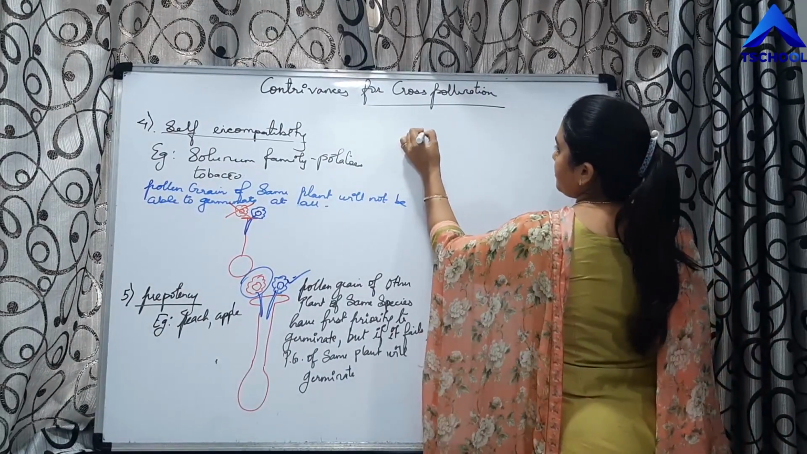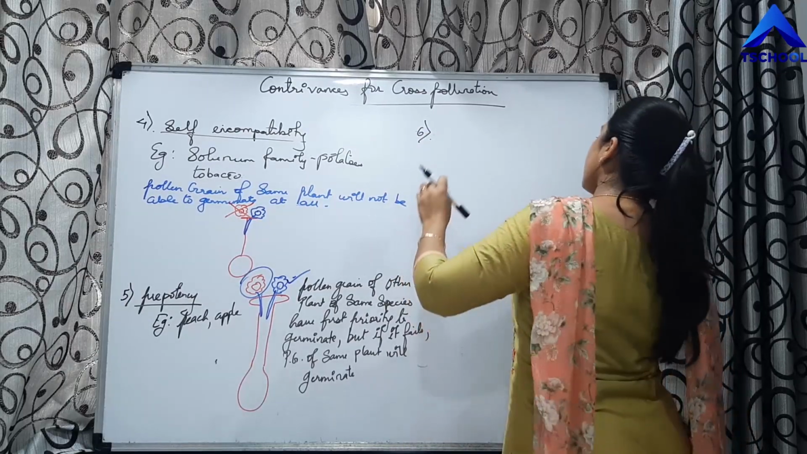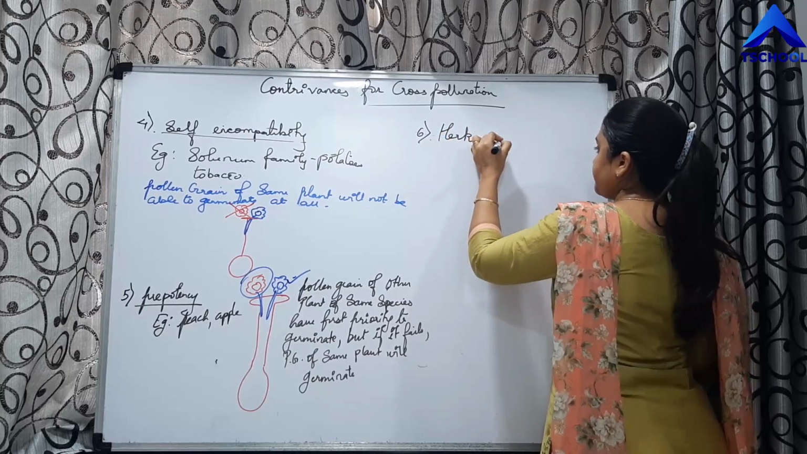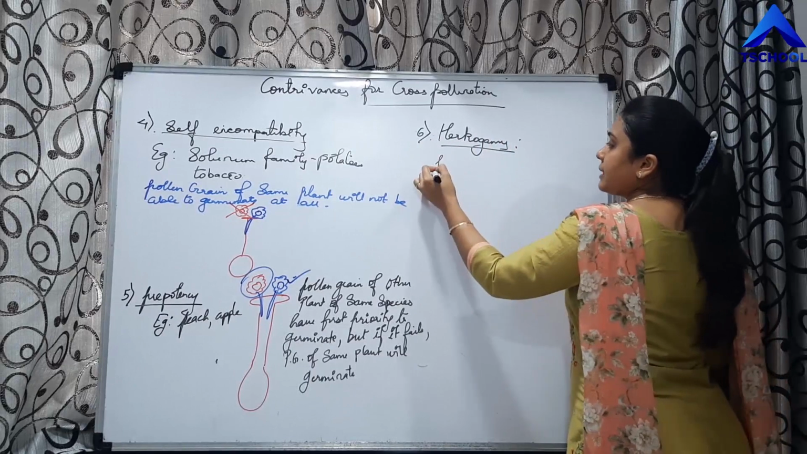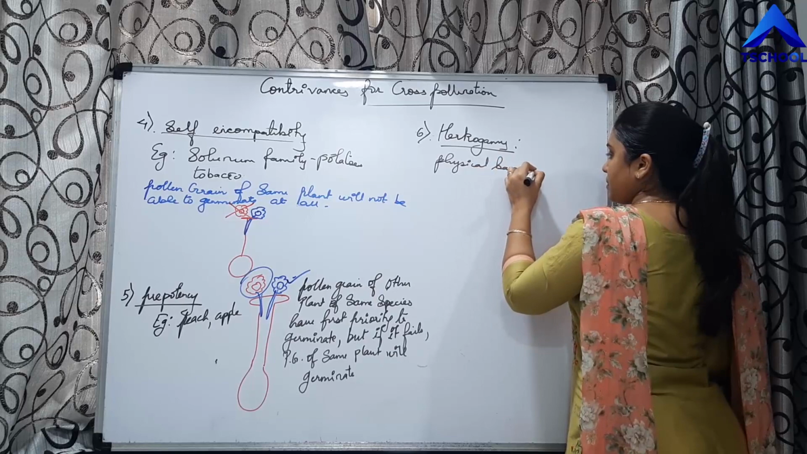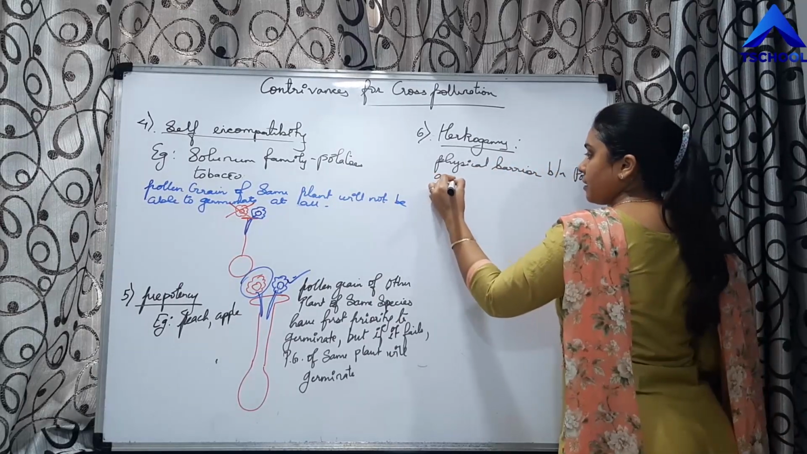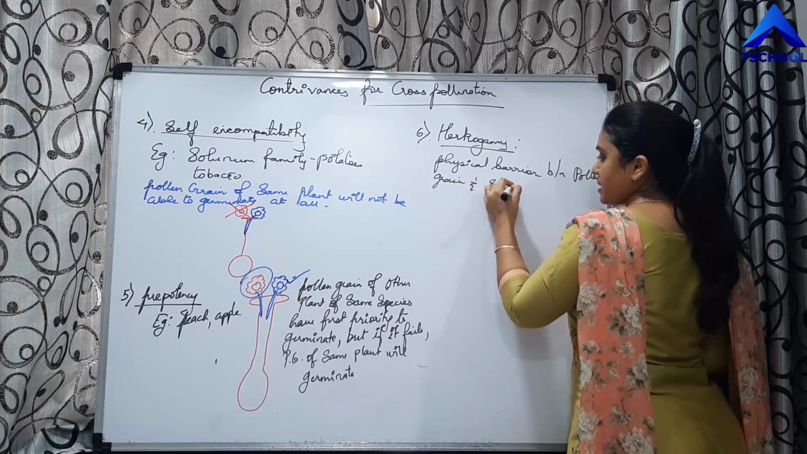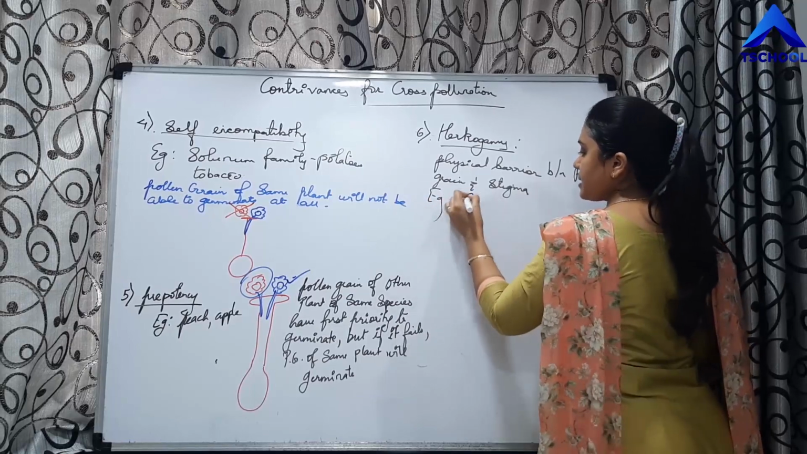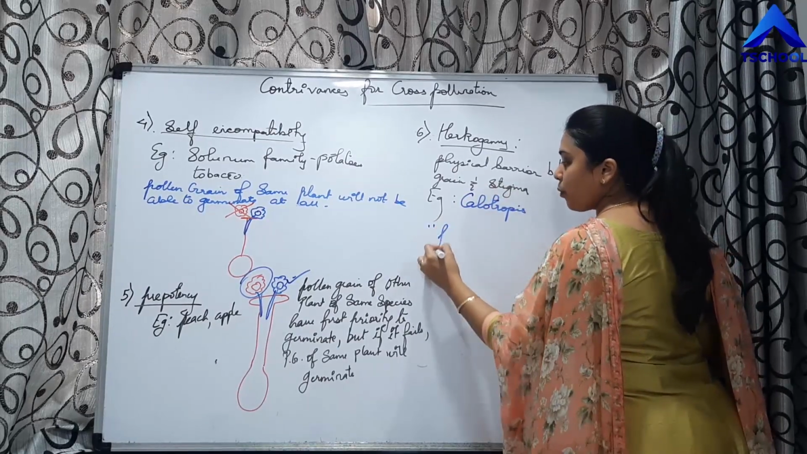Then the next example is herkogamy. It means that there is a physical barrier between the pollen grain and stigma, right? An example of herkogamy is Calotropis, right? So there will be pollinium.